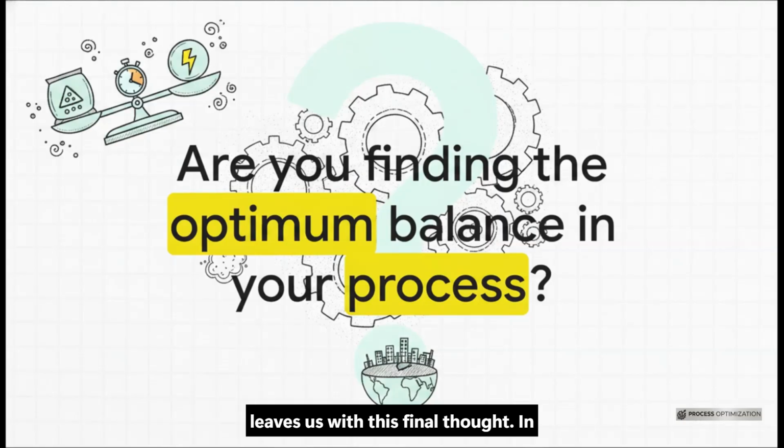Which leaves us with this final thought. In modern heavy industry, successful fineness control is almost never about pushing a dial to the absolute maximum. It is not about having the highest Blaine or the lowest residue. The real engineering magic, it's all in the balance. It's about asking yourself, are you finding the optimum balance between product quality, production efficiency, and energy consumption?